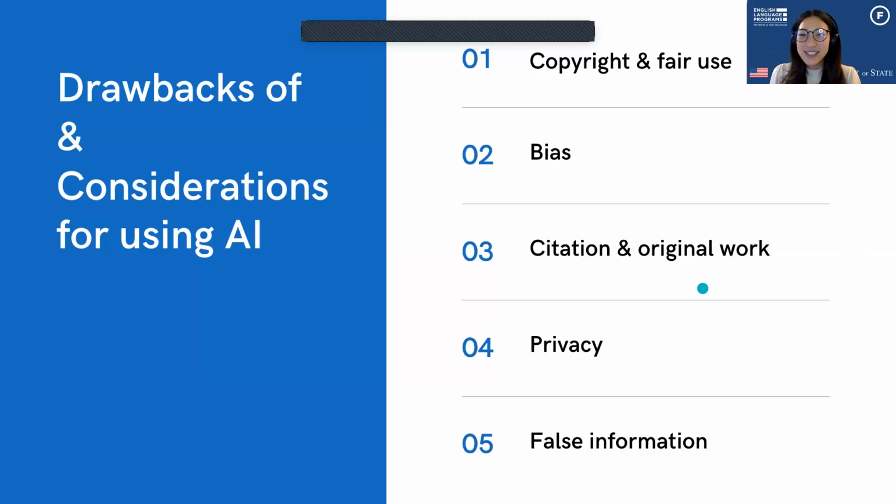The next consideration is citation and original work. And I think probably as English teachers, we have faced this already with our students who try to ask ChatGPT or Bard to create an essay or finish their assignment, and it is not actually their own writing or work, right? So this is something that we need to think about.